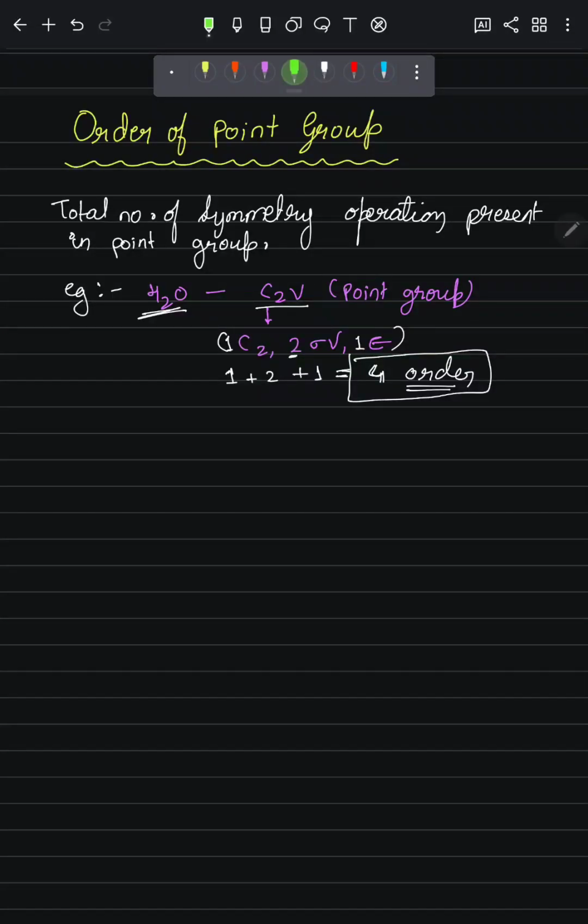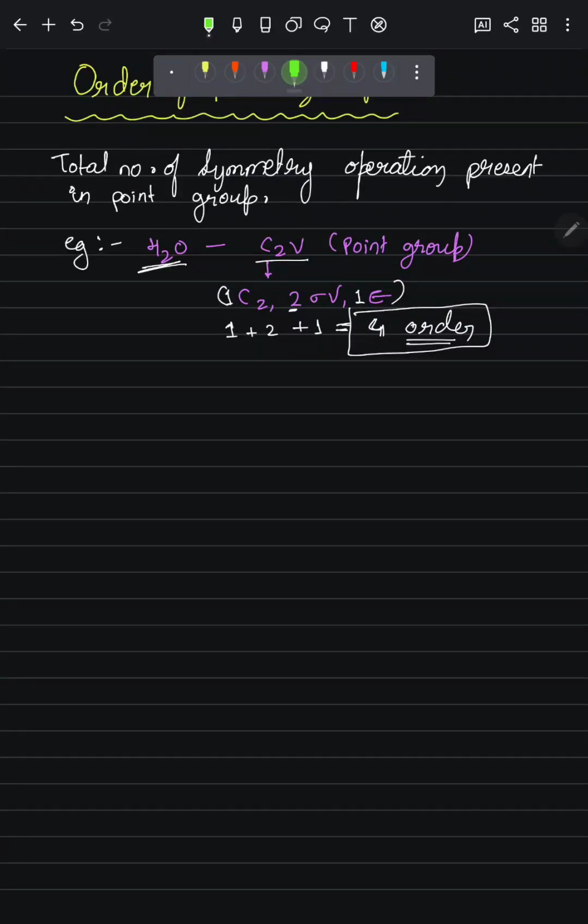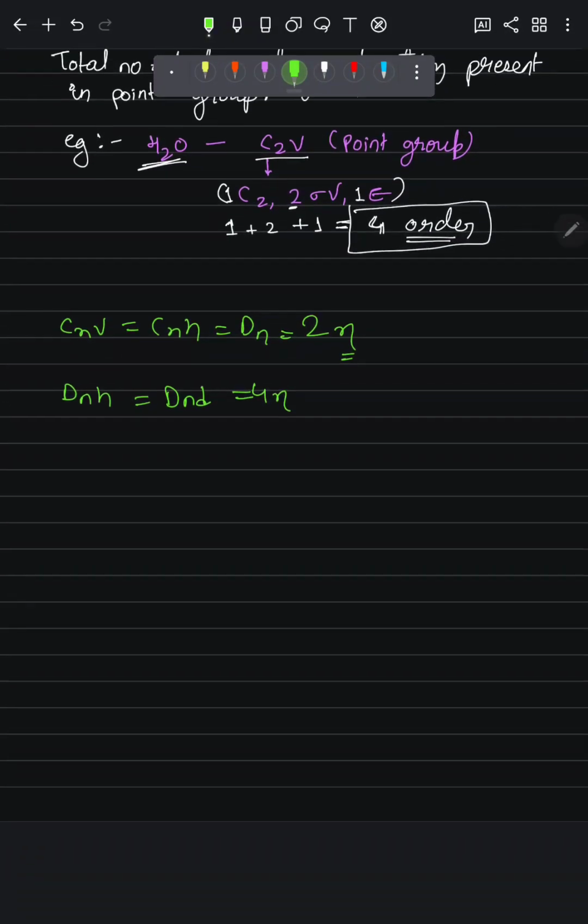For calculation of the order of a point group, there is a formula. For Cnv, Cnh, and Dn point groups, we use the formula 2n, where n represents the number of C2 axes, and for Dnh and Dnd, the formula is 4n. These are the formulas for calculating the order of the point group.